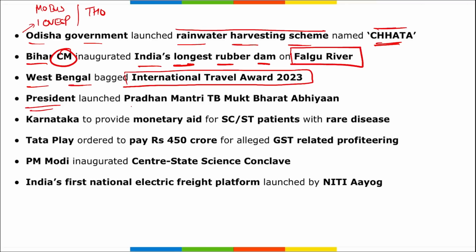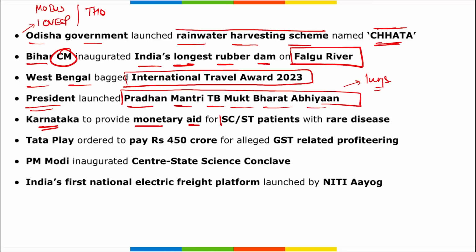President launched Pradhan Mantri TB Mukt Bharat Abhiyan. That means to eliminate TB from India. TB is your tuberculosis, and it is caused in the lungs. Next, it is a communicable disease, and in order to create awareness amongst the people, even in the remote areas, they tied up with the Ministry of Panchayati Raj, so that people can be aware about this particular disease. Karnataka to provide monetary aid for SC/ST patients with rare disease.